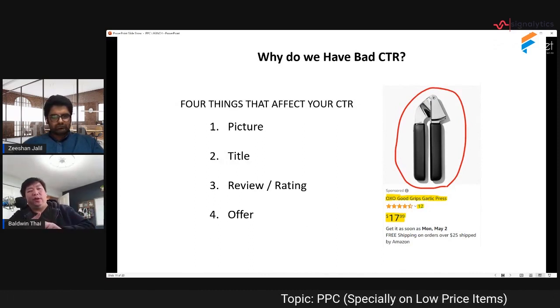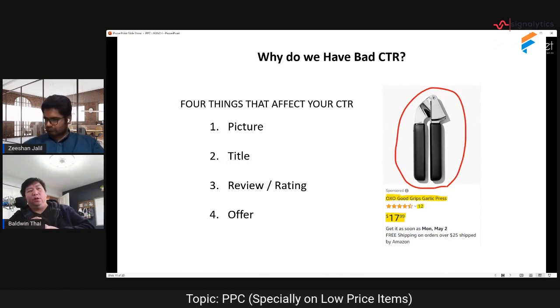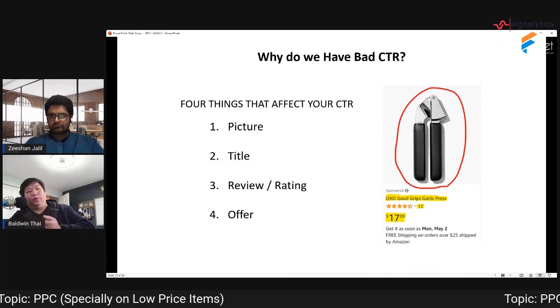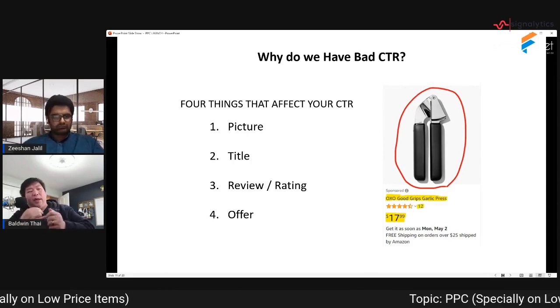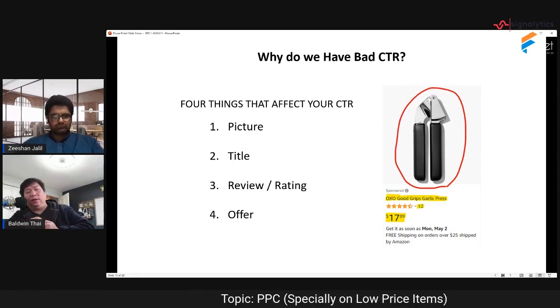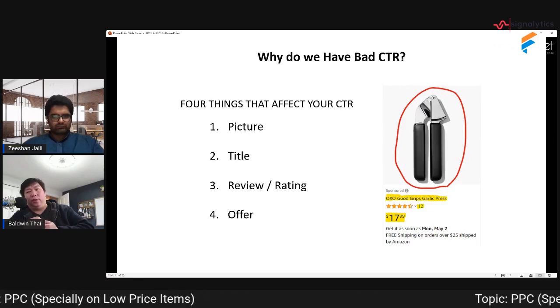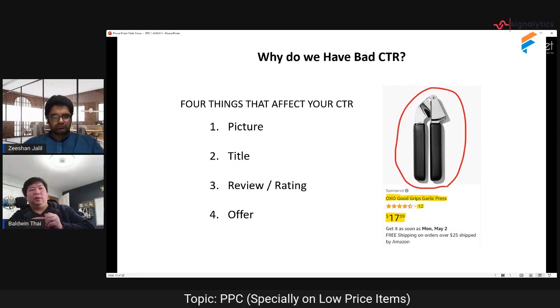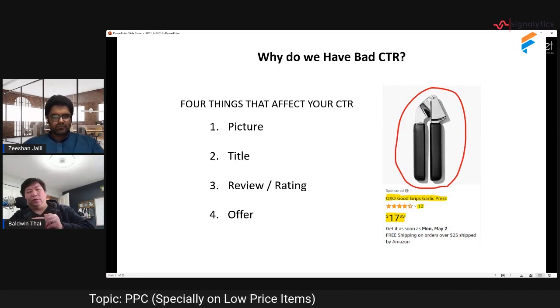There are four things that you have to concentrate on when you have a bad click-through rate. It's your picture, your title, your reviews and rating, and your offer. These are the four things that you can control in order to get a good click-through rate, if you are getting good impressions.